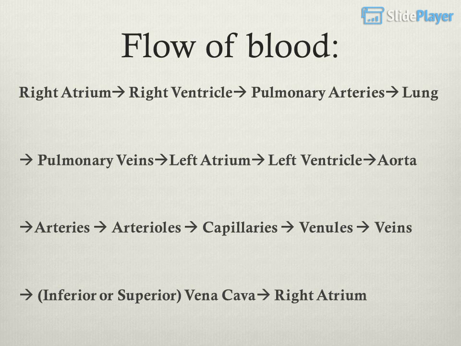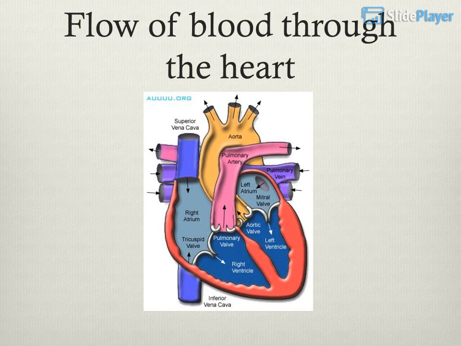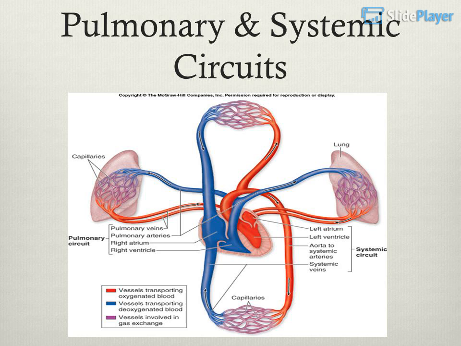Flow of blood: right atrium, right ventricle, pulmonary arteries, lung, pulmonary veins, left atrium, left ventricle, aorta, arteries, arterioles, capillaries, venules, veins, inferior or superior vena cava, right atrium. Flow of blood through the heart. Pulmonary and systemic circuits.